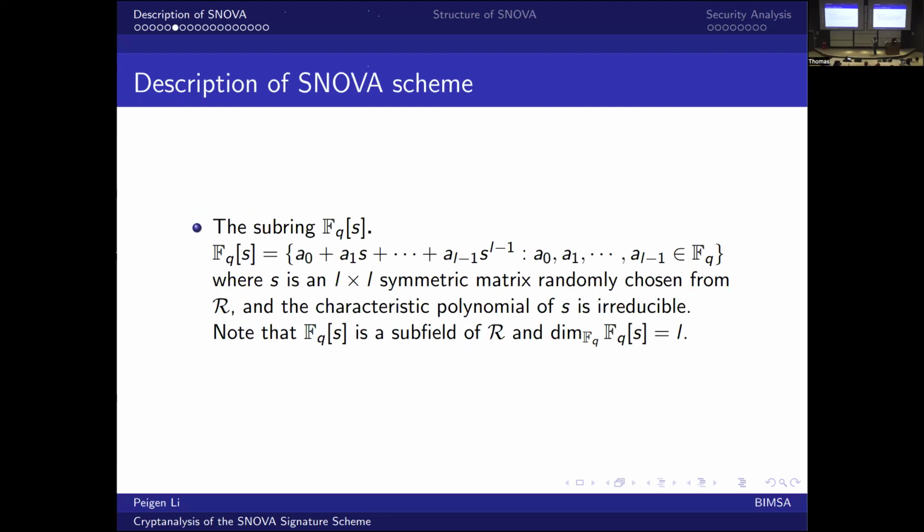Next, we will define a special subring, FQ[S]. FQ[S] is a polynomial ring generated by S. S is an L times L symmetric matrix randomly chosen from R, and the characteristic polynomial of S is irreducible. This condition is necessary because if the characteristic polynomial of S is reducible, then the SNOVA scheme will not be safe. Notice that FQ[S] is a subfield of R and the dimension over FQ is L.